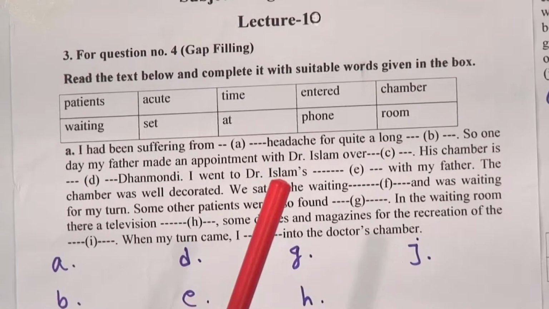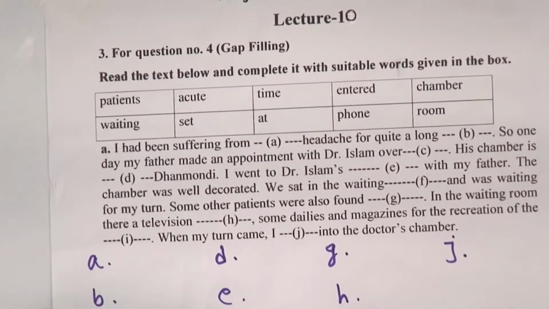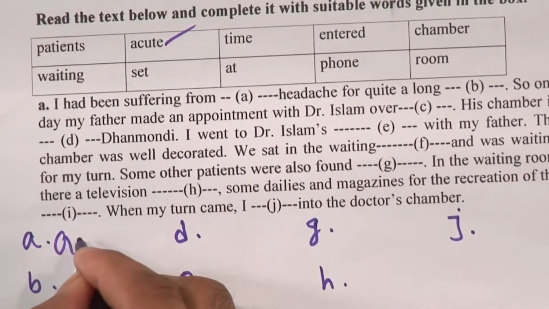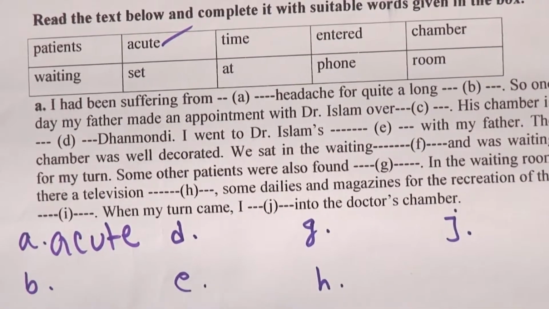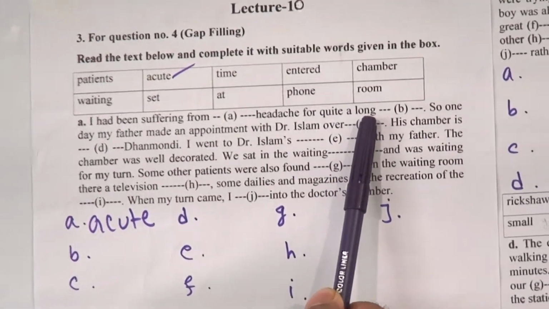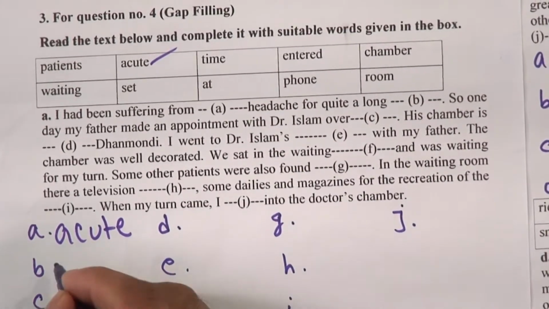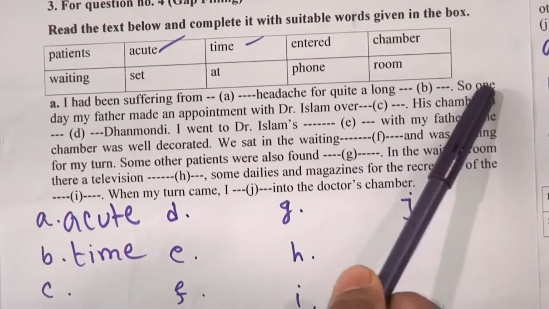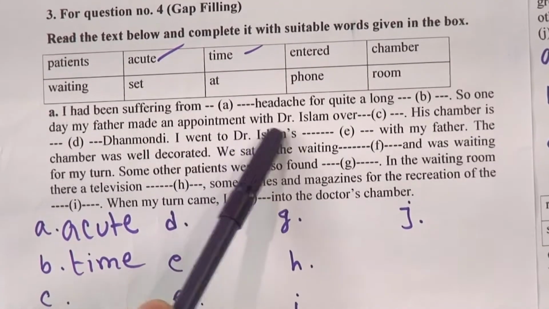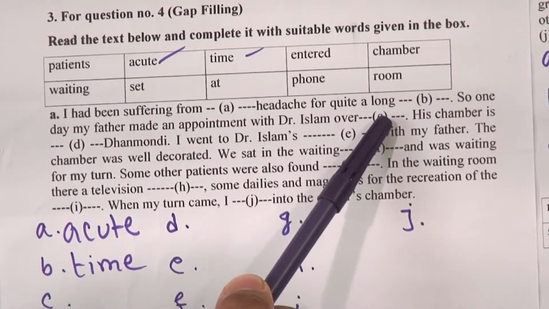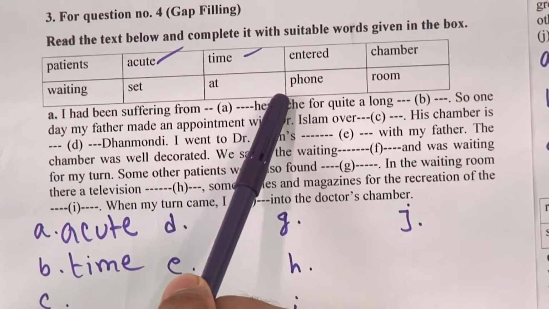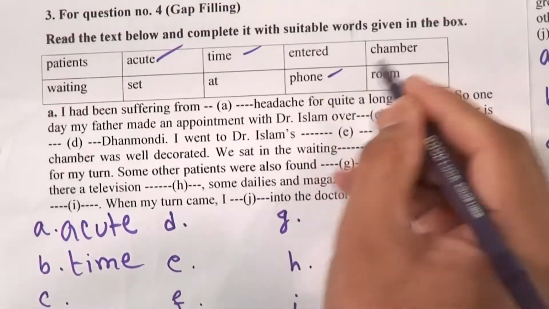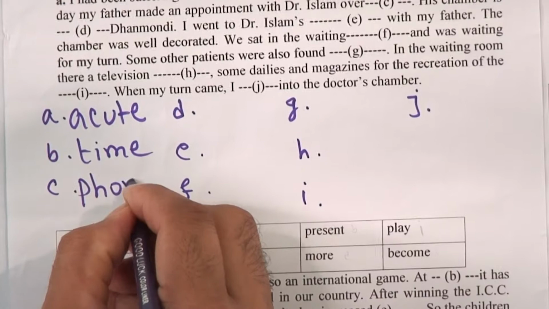Acute. So your answer should be acute headache. Your first answer, number A, should be acute. Okay, number B, headache for quite a long. Long indicates time. So long time, the word time is here. So B should be time. Long time. So one day my father made an appointment with Dr. Islam over telephone, phone. Is there any word telephone or phone? No, there is not given telephone, phone is given. So C should be phone.